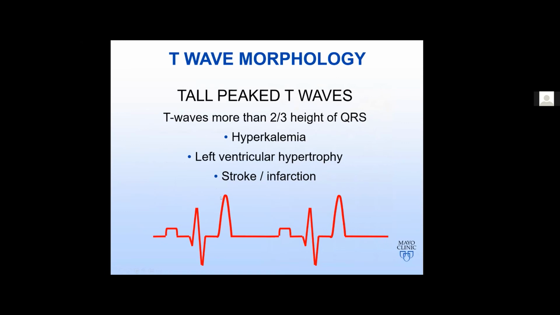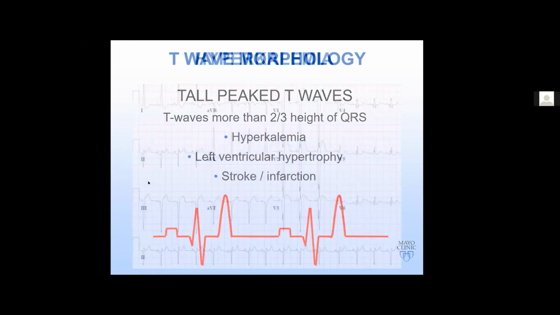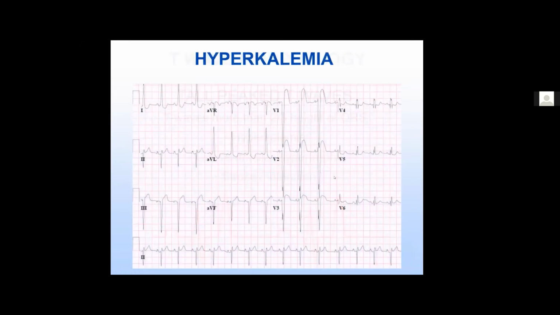It just means these very tall T waves that are more than 2/3 the height of the QRS. And you can certainly see this in hyperkalemia. So the first thing that you'll notice is that there's a loss of distinction between the QRS and the T wave. But if you looked at this, you'd say, gosh, this could be ischemia, there could be things. But if you look at these, once again, abnormal ST segments.